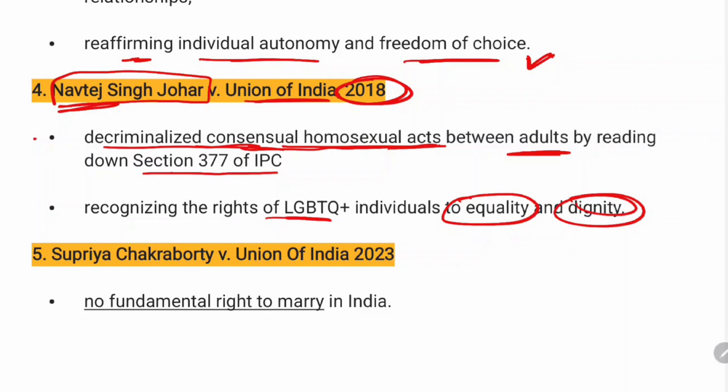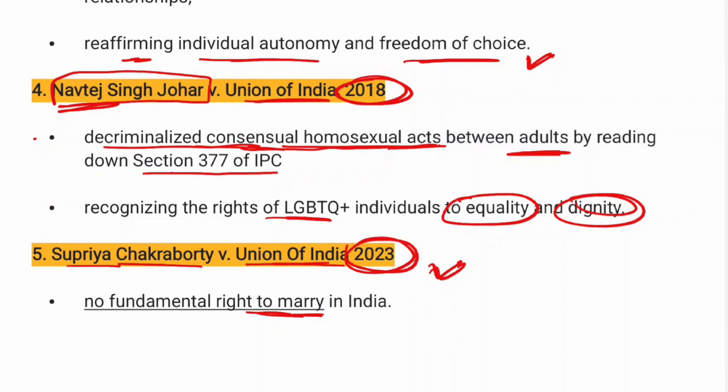The last Supreme Court judgment related to transgender rights is Supriya Chakraborty versus Union of India case of 2023. This is the latest judgment where Supreme Court has interpreted whether the right to marry is a fundamental right or not, especially the right to get legal recognition of marriage for same-sex couples. Is it a fundamental right or not? That was interpreted by the Supreme Court.